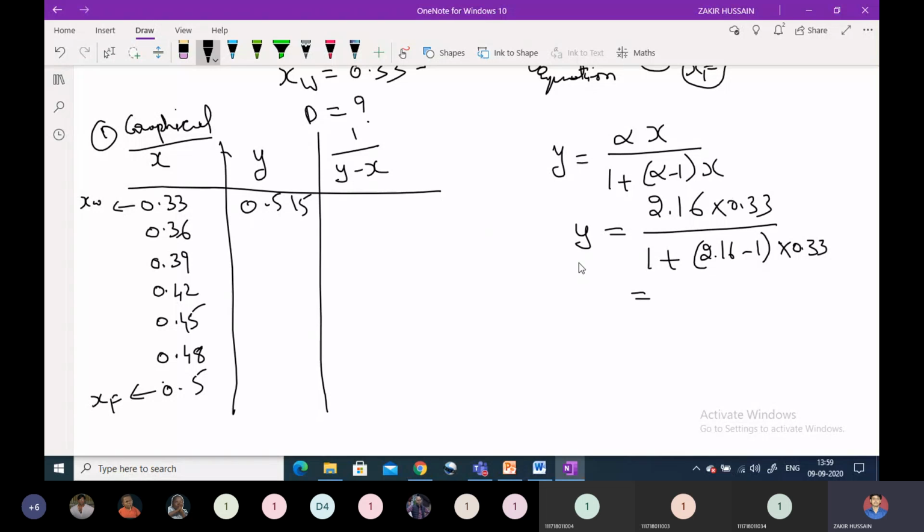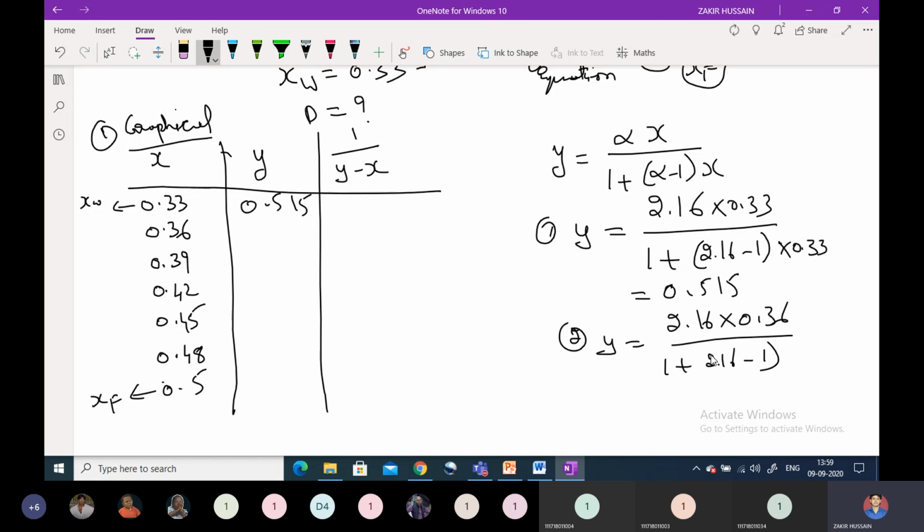0.515, okay. Similarly for the next value we can calculate. For x equal to 0.36, y is equal to alpha, 2.16, into 0.36 divided by 1 plus 2.16 minus 1 into 0.36. So this value you can also calculate. Using this formula you can calculate the y values. Then using these x and y values you have to calculate these values.